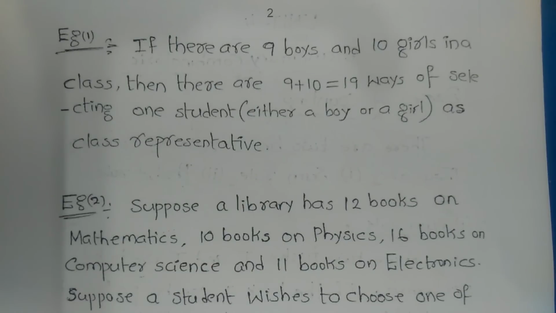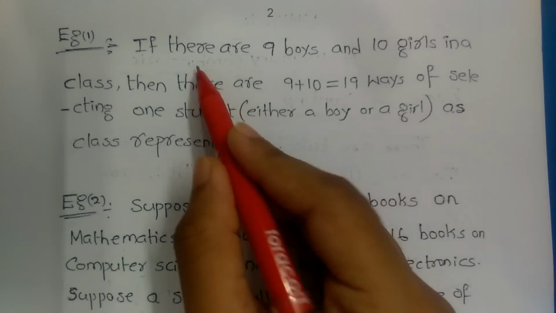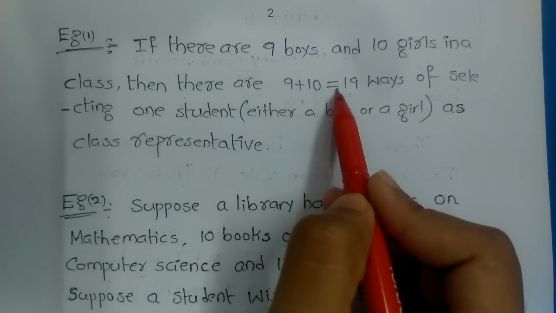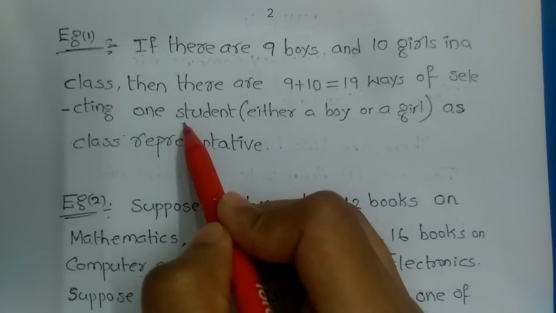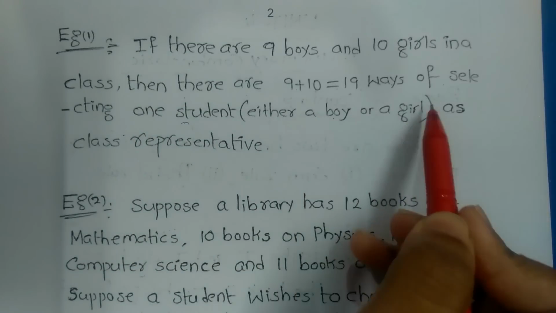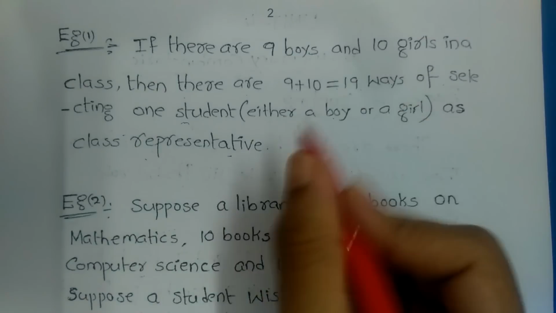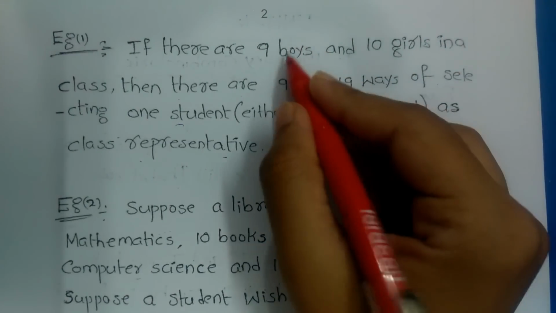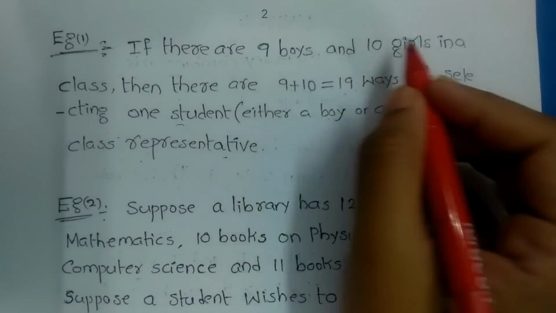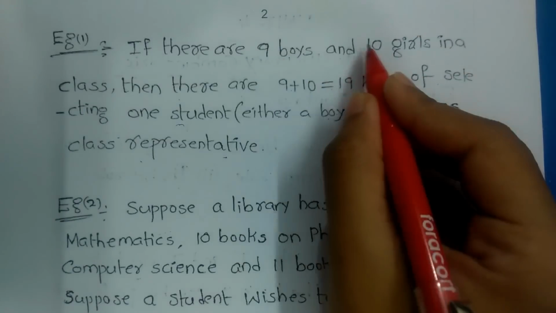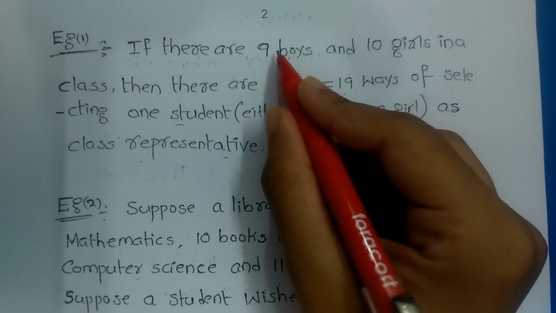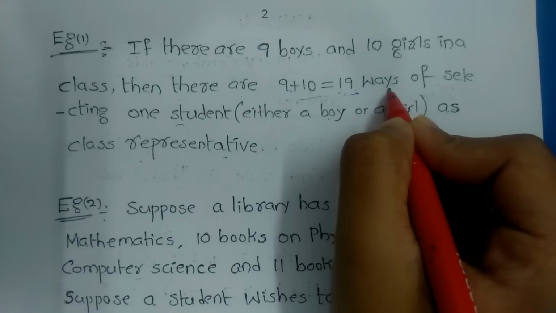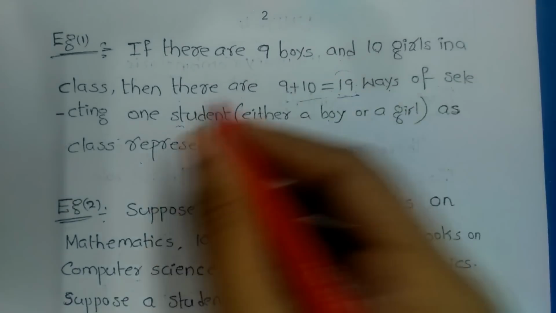These are the examples for the sum rule. The first example: if there are 9 boys and 10 girls in a class, then there are 9 plus 10 equals 19 ways of selecting one student, either a boy or a girl, as a class representative. So 9 from the boys and 10 from the girls. In a class, both girls and boys will be there, so the total number of students in the class is 19. Here we are using the sum rule: 9 plus 10 equals 19 ways. So there will be a total of 19 ways of selecting one student.